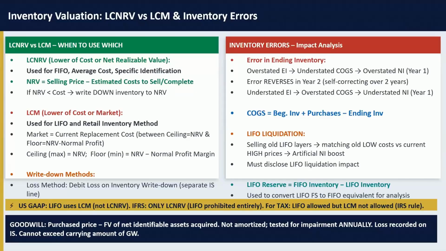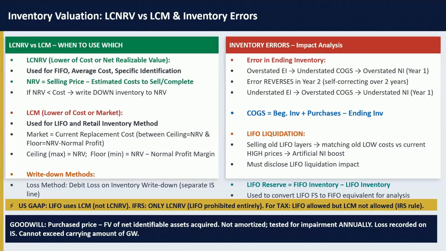So how do you calculate it? Current replacement cost should be in between the ceiling and the floor. Ceiling is NRV, which is selling price minus estimated costs. And floor is NRV minus normal profit. Formulas, you should know them very well. Ceiling is NRV and your floor will be NRV minus normal profit. And your current replacement cost, they will have given you.